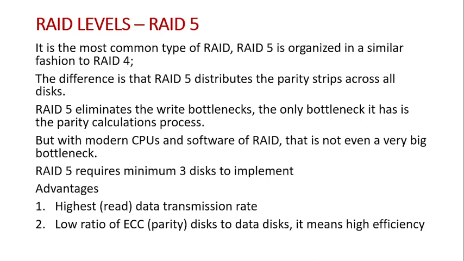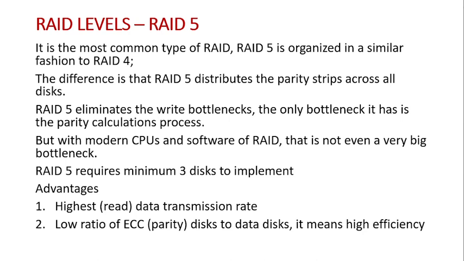Then comes RAID 5. It is the most common type of RAID. RAID 5 is organized in a similar fashion to RAID 4. The difference is that RAID 5 distributes the parity strips across the disks. RAID 5 eliminates the write bottlenecks. The only bottleneck it has is the parity calculation process. But with modern CPUs and software RAID, that is not even a big bottleneck.